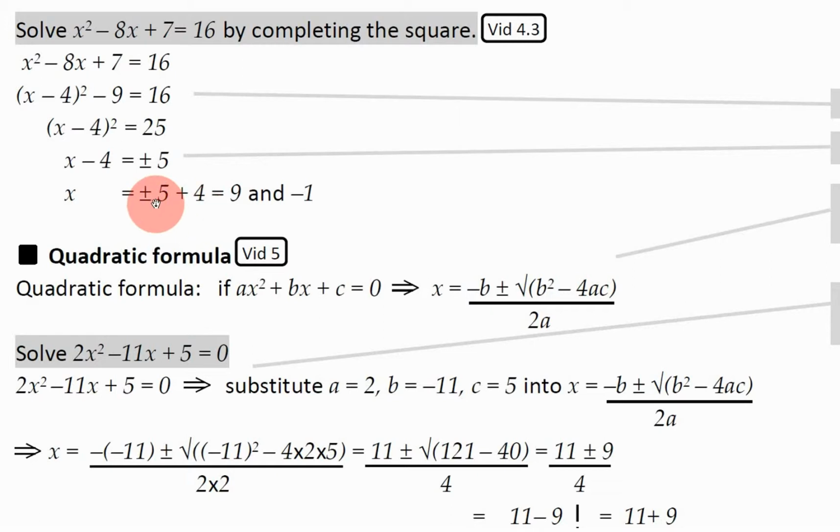Well, it means 5 plus 4, which is 9, and it also means minus 5 plus 4, which is minus 1. Because minus 5 plus 4 is minus 1. So those are your two solutions. Now when you complete the square, or solve by completing the square, it works pretty much the same way every single time.